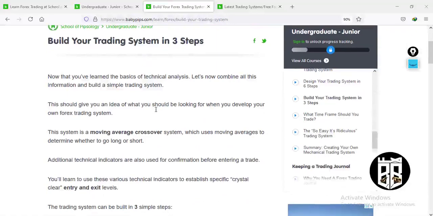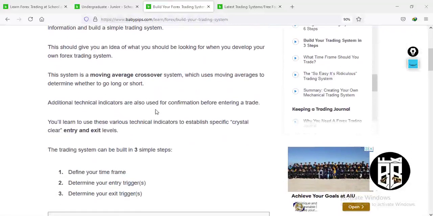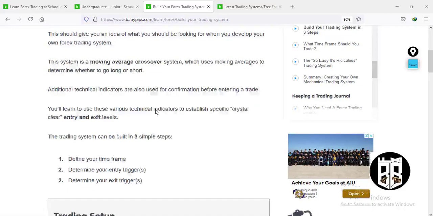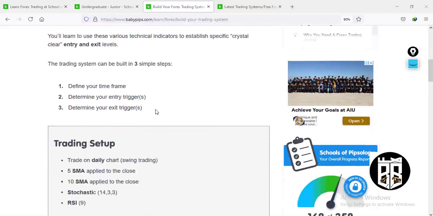So what are the 3 steps involved in building our trading system? This system is a moving average crossover system, which uses moving averages to determine whether to go long or short. Additionally, technical indicators are also used for confirmation before entering the trade. You're basically going to learn the various technical indicators to establish specific, crystal clear entry and exit points. The very first step is define your time frame. Secondly, determine your entry triggers. Thirdly, determine your exit trigger.